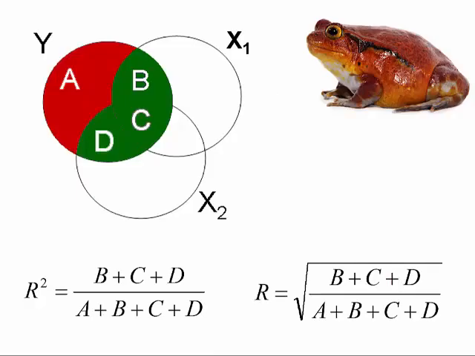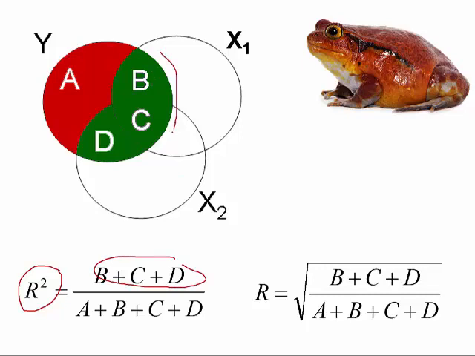So finally, let's look at how we can represent a multiple correlation or multiple correlation squared using the Venn diagrams. So our capital R squared, our squared multiple correlation, that's the total percent of variance explained in Y given all of our predictors taken together. So we can represent that as area B plus C plus D.